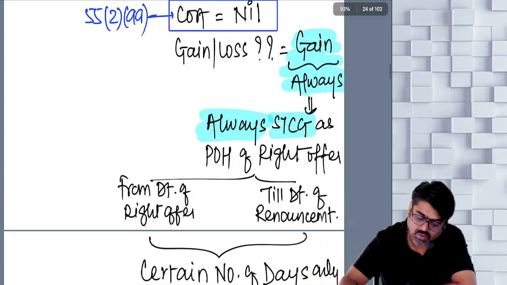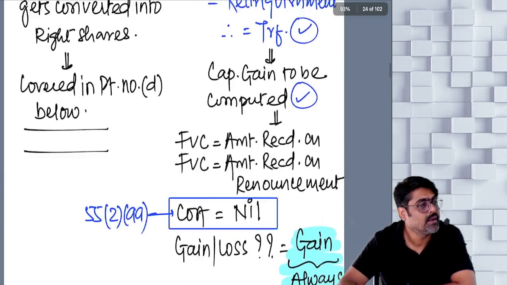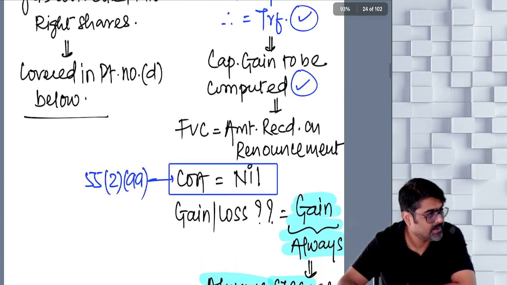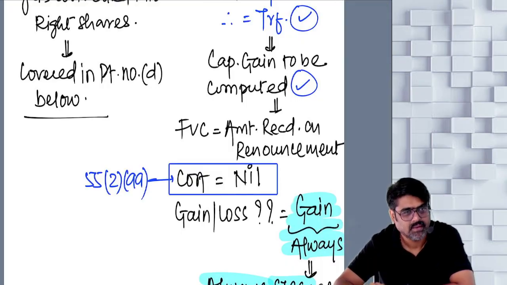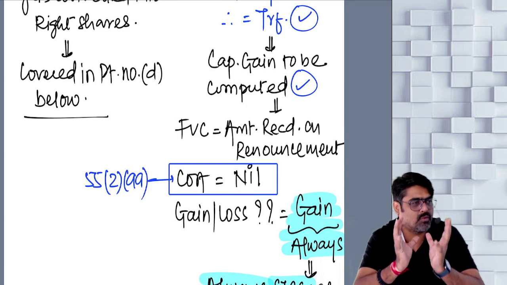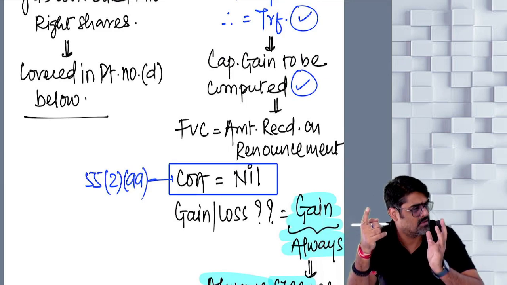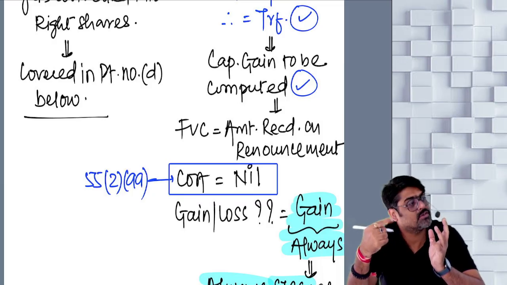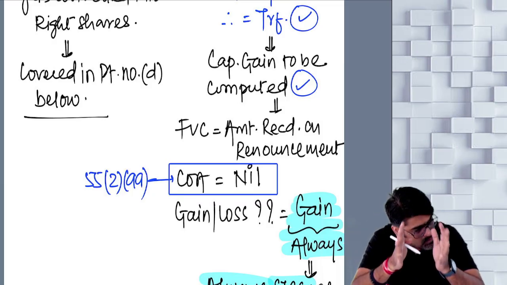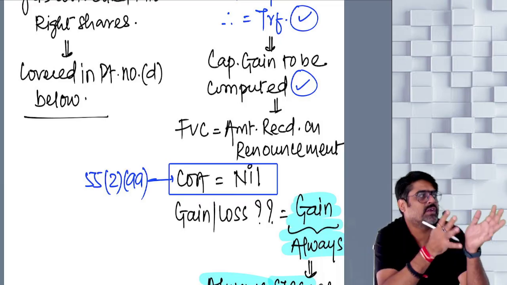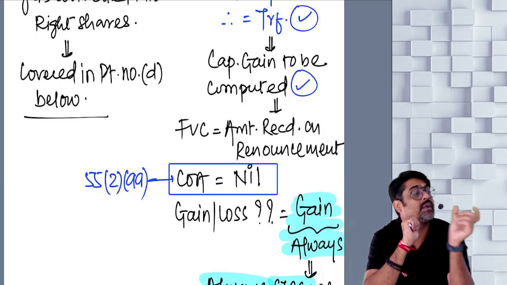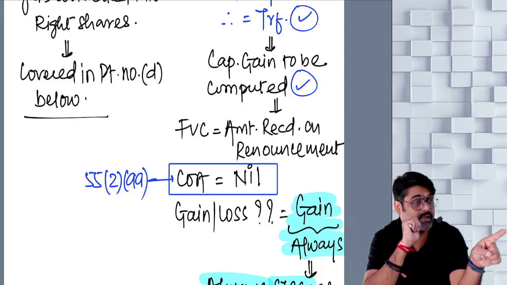Okay. So now what will happen? You will calculate the capital gain on the right renouncement. Now tell me one thing. Out of the right, how many shares right you got? 750 shares, no? In my question, how many shares you got? Out of 750 shares right, you exercise the right of 300. So that 300 shares will be your right shares.